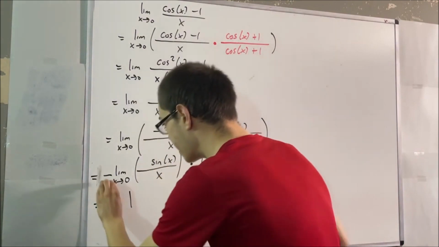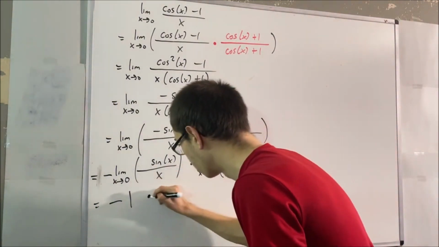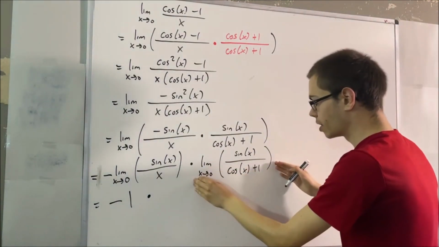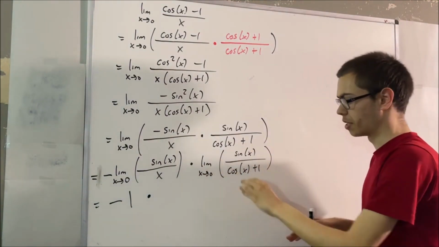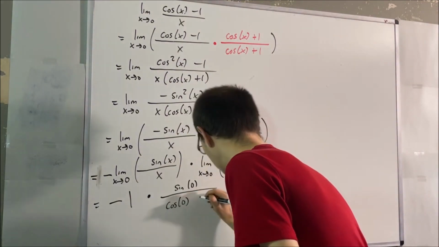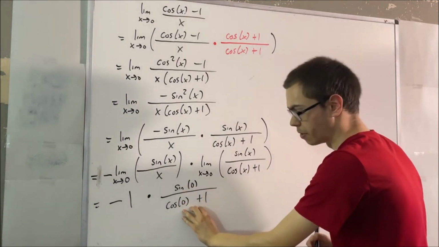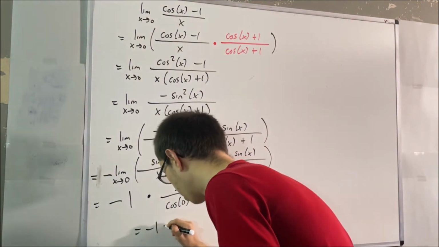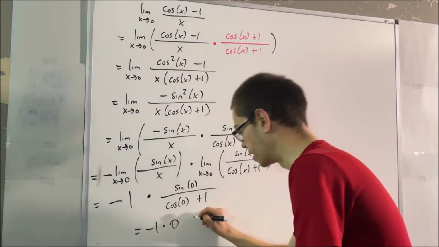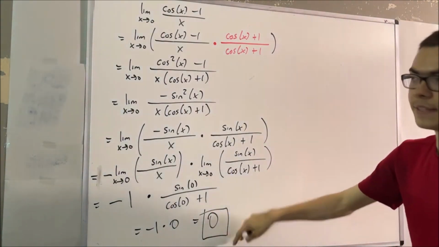So that gives us negative 1, but then multiplied by this limit. To evaluate this limit, all we have to do is direct substitution, right? All you got to do is substitute x for 0. But really, this is 0 divided by 2, which is 0. That leaves you with negative 1 times 0, which is 0. So 0 is the answer to this limit.